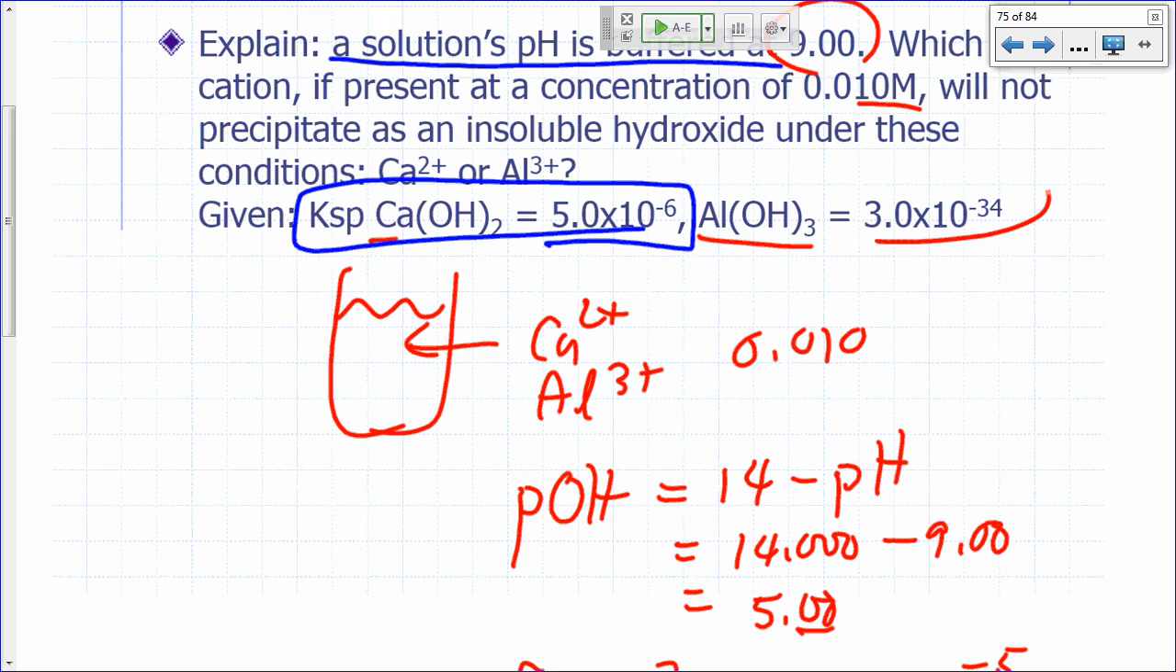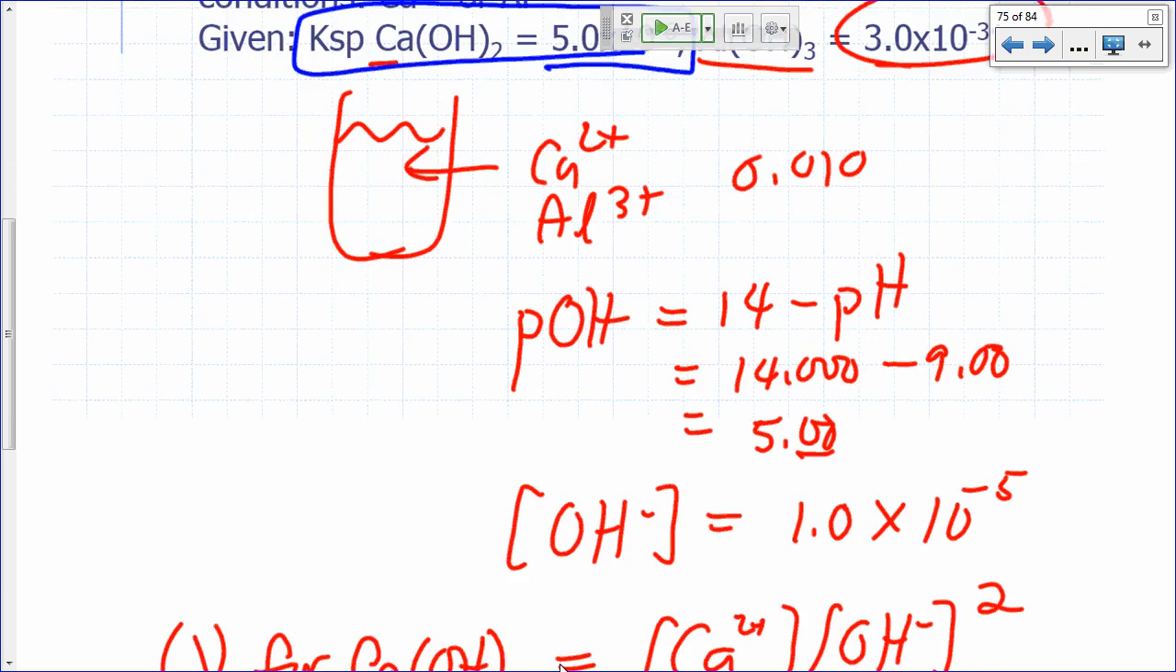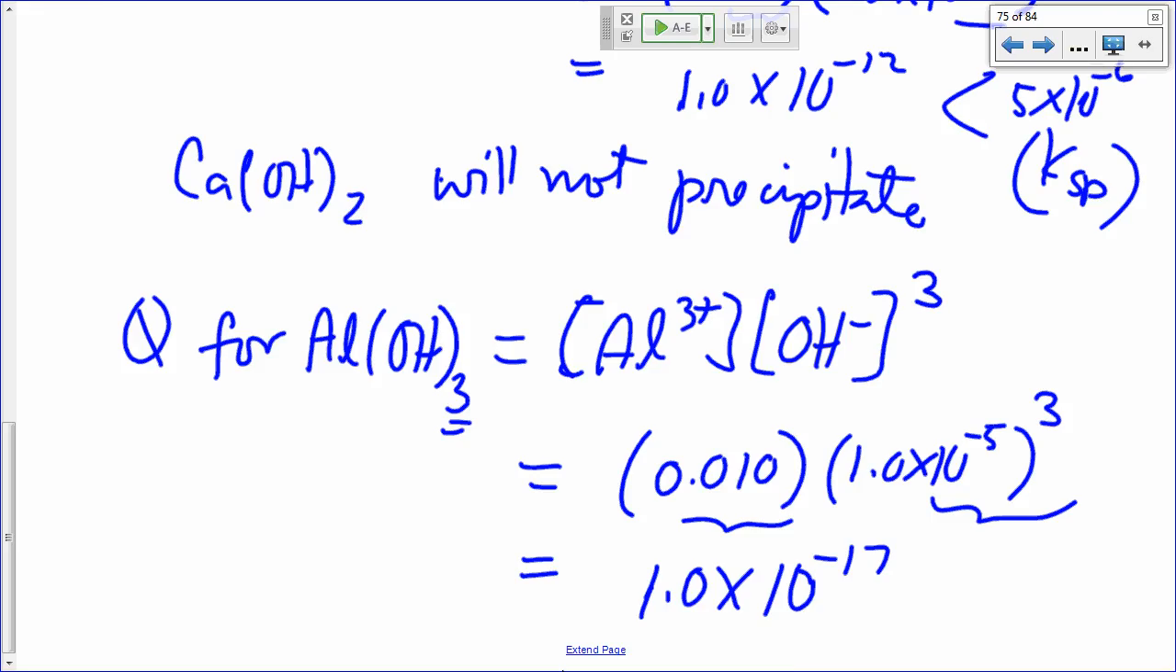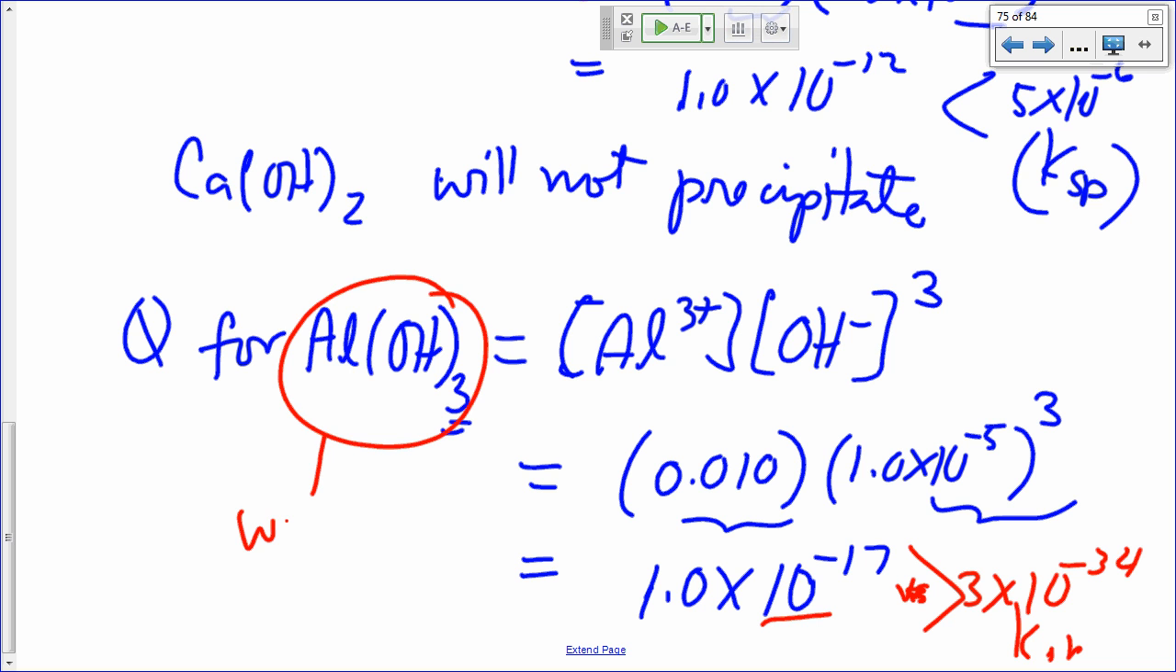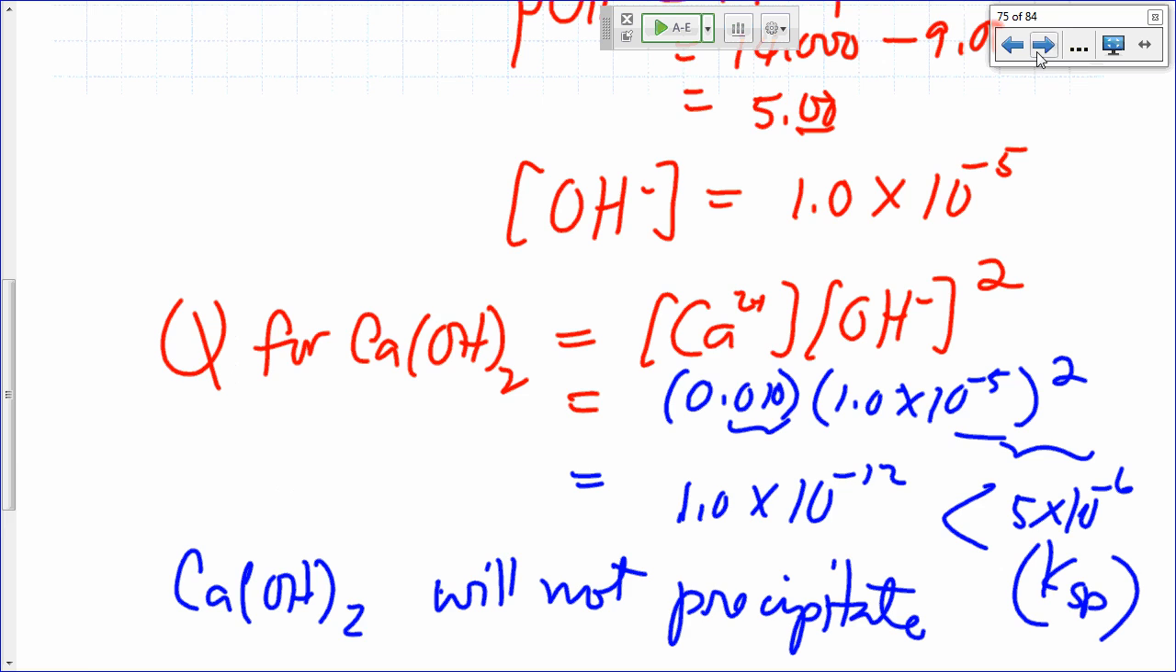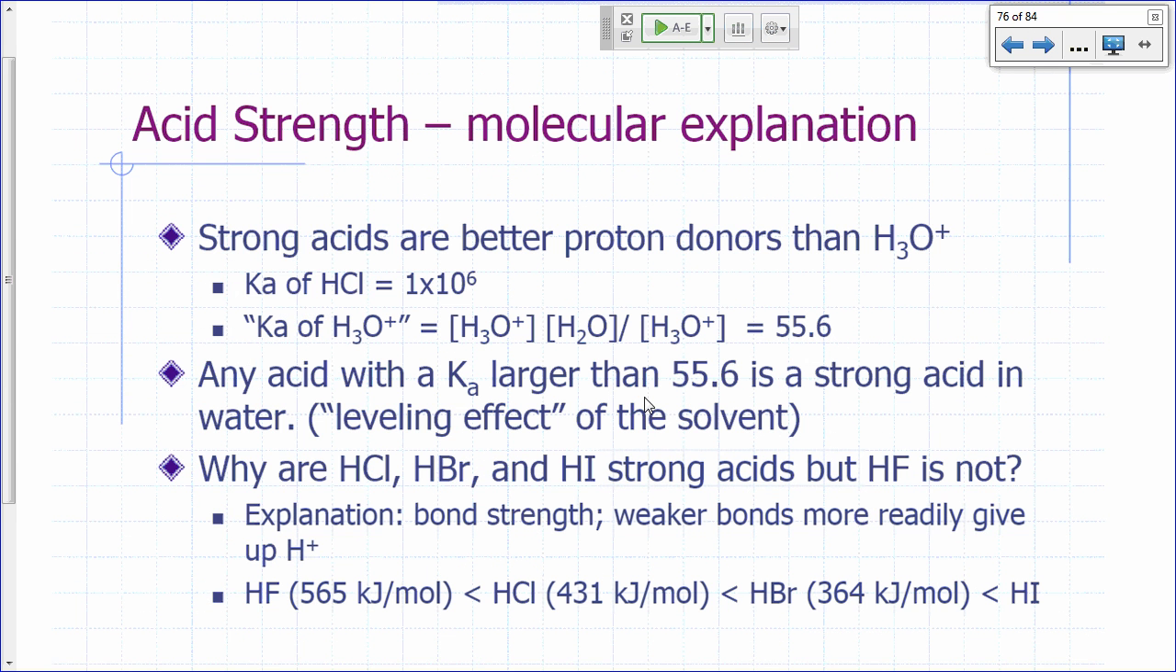How does that compare to the KSP of aluminum hydroxide? KSP of aluminum hydroxide is 3 times 10 to the negative 34. So compare that. Is that bigger or smaller? Much bigger, right? So it's much larger than the KSP, so this will precipitate. Q is greater than KSP. So that's another application in the lab of the idea of equilibrium. Okay, this might be a good time to pause.